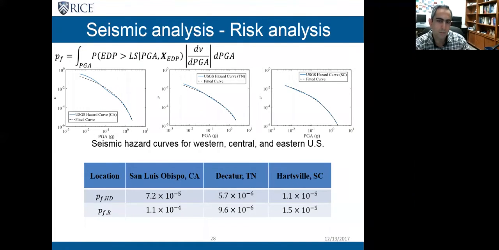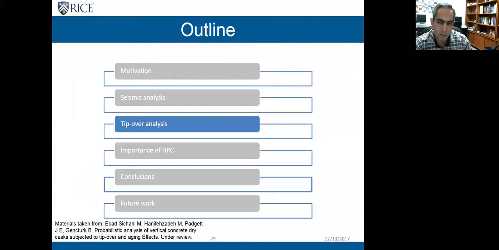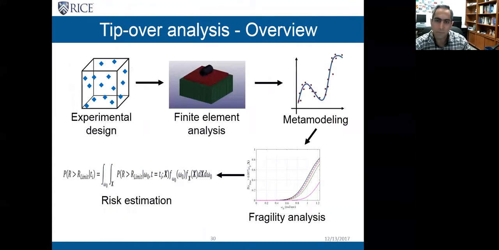And I should emphasize that it does not mean release of radioactive material, and to have a comprehensive understanding and estimate the overall risk, we need to analyze cases in which two adjacent casks hit each other because of large rocking motions and see what happens in that scenario. So this wraps up my seismic analysis part, and now I move to the tip-over analysis part.